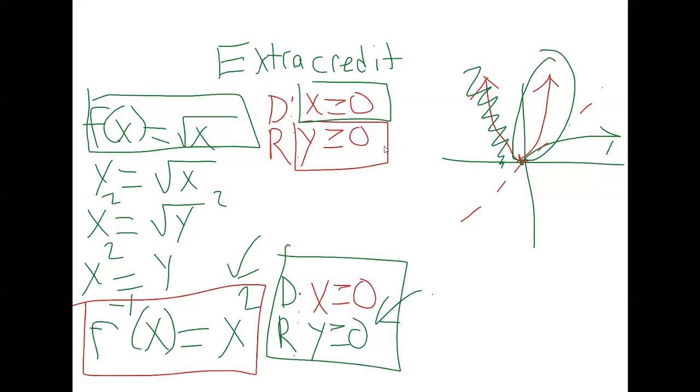That's what this restriction is telling you. From the x squared graph, we're only looking at this part of our domain and range. And you should see now, looking at this graph, these are the same shapes. They're just reflected over the line y equals x.